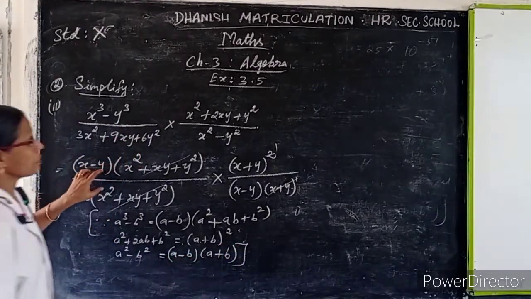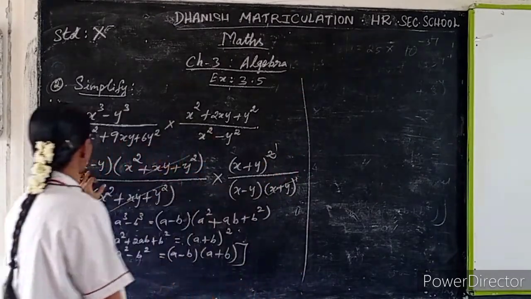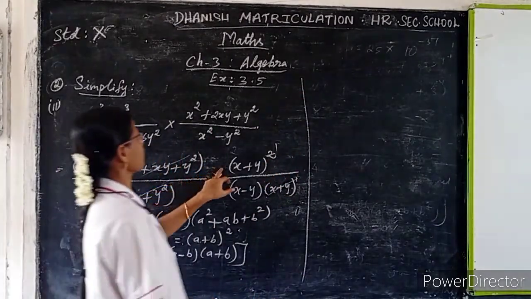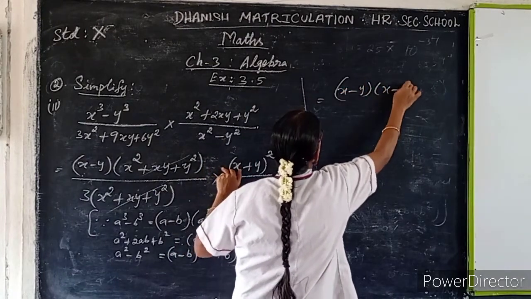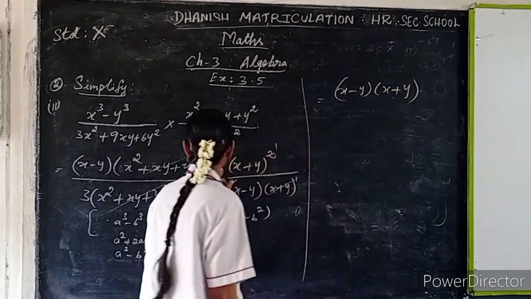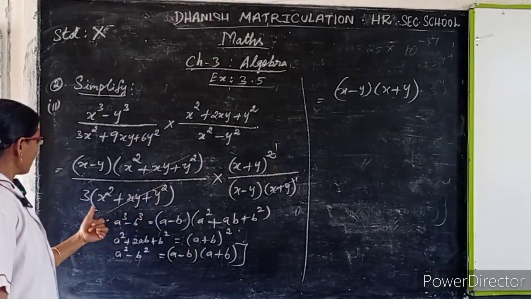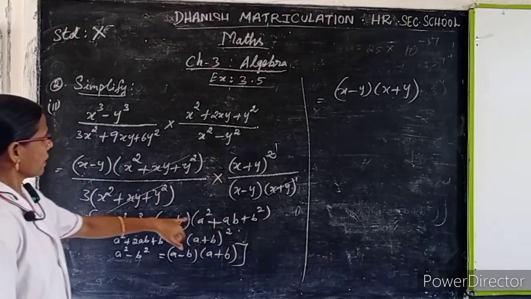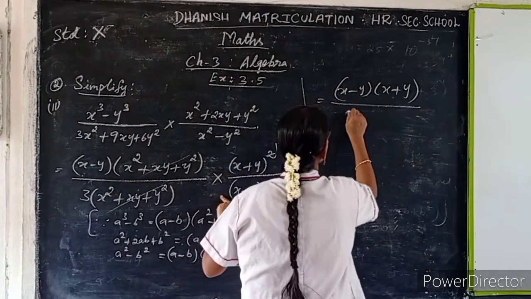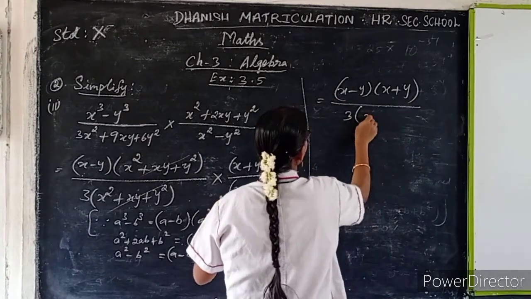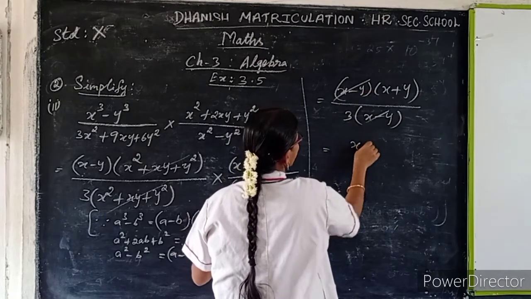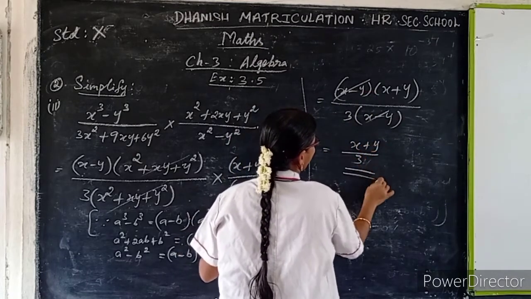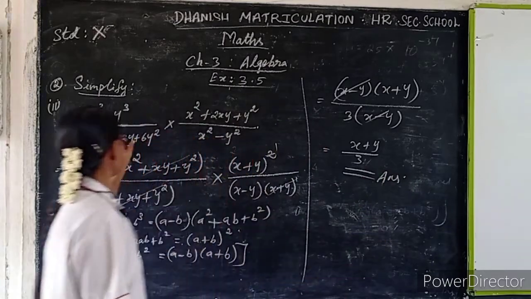Remaining terms: numerator x minus y into x plus y, x minus y into x plus y. This term is cancelled, and the denominator is 3 into x minus y. Again x minus y gets cancelled. So x plus y by 3 is the correct answer for this question.